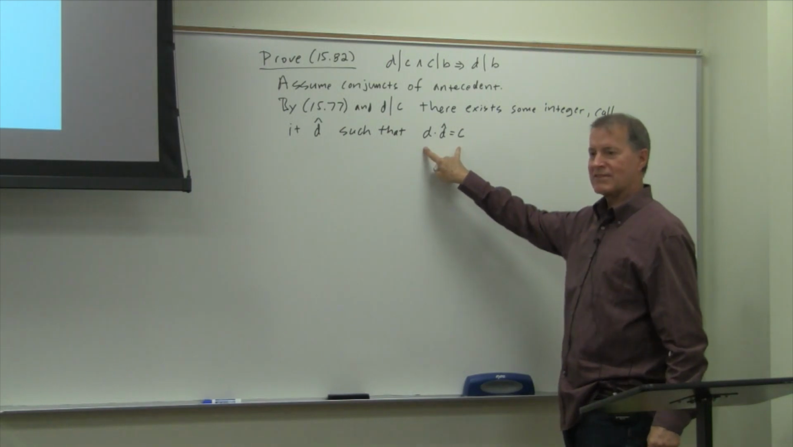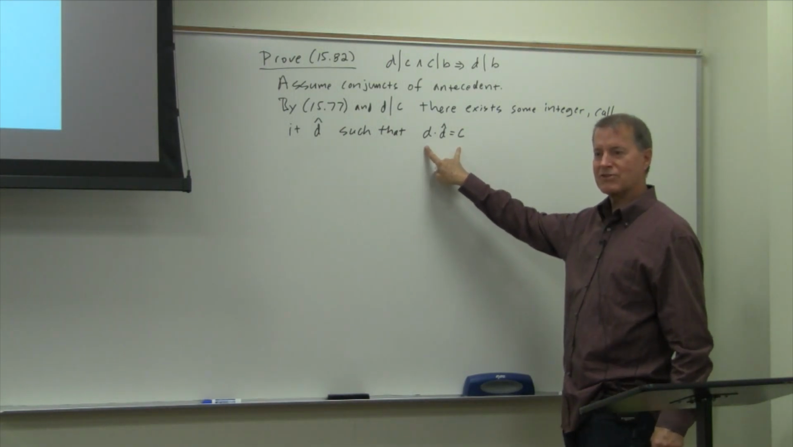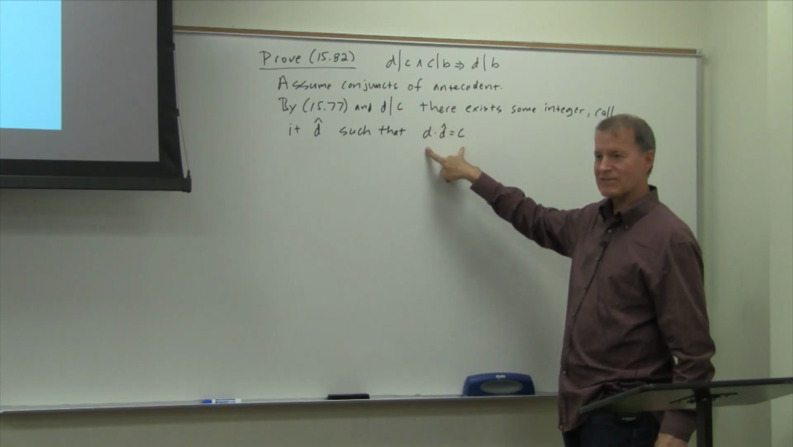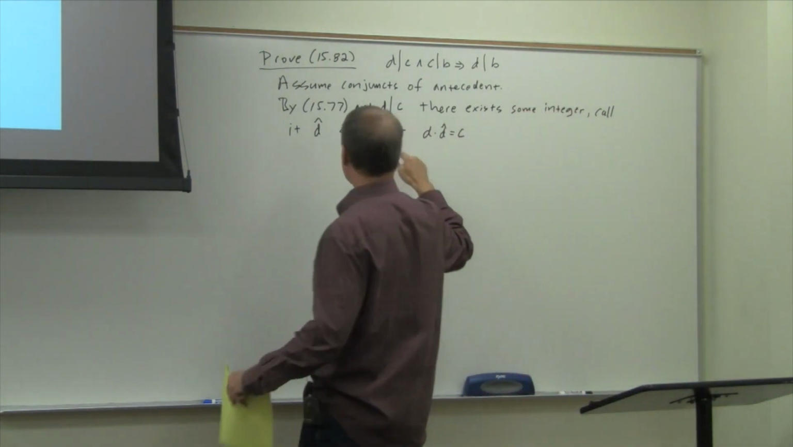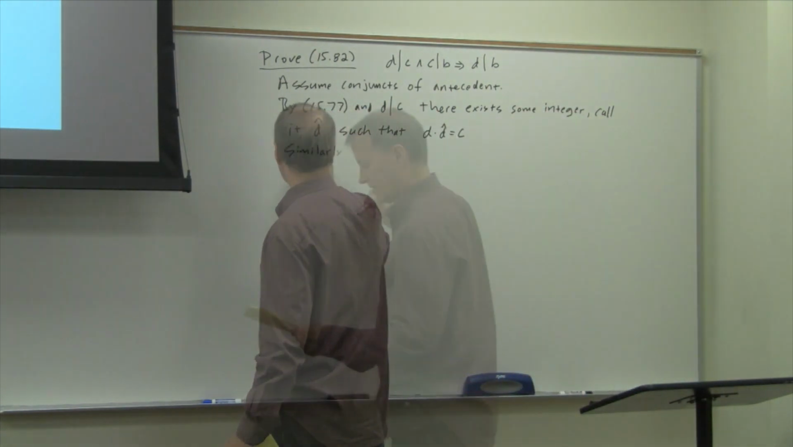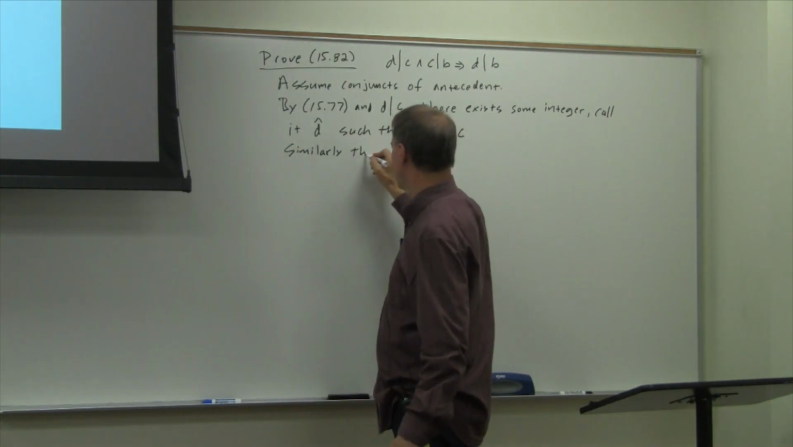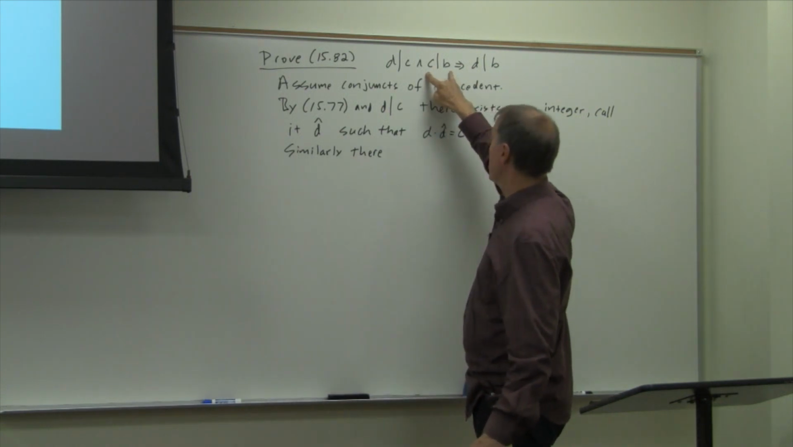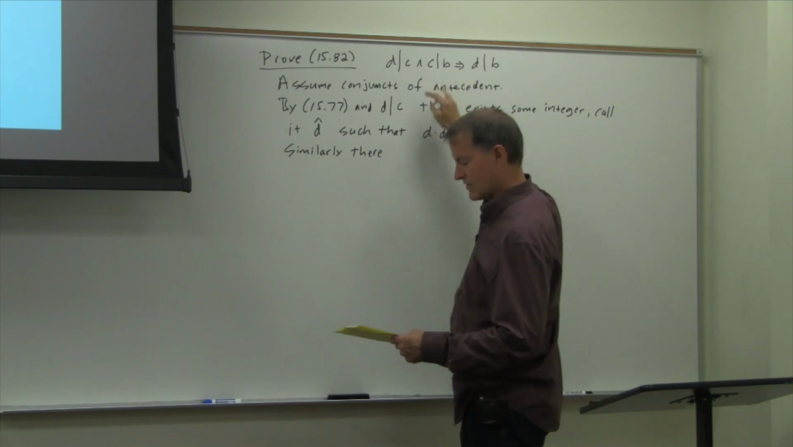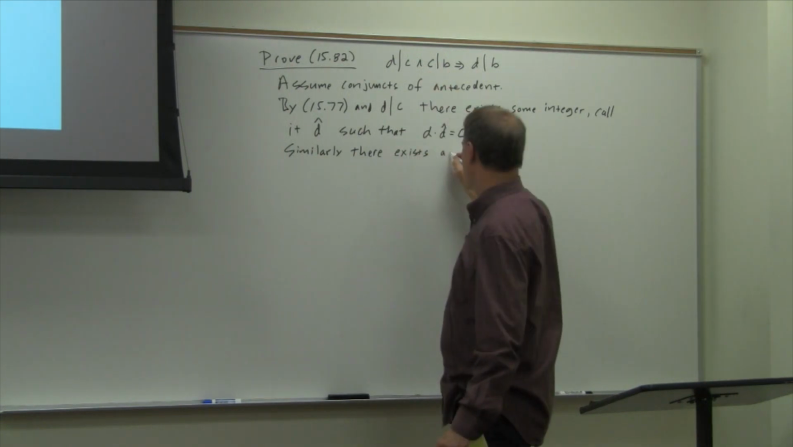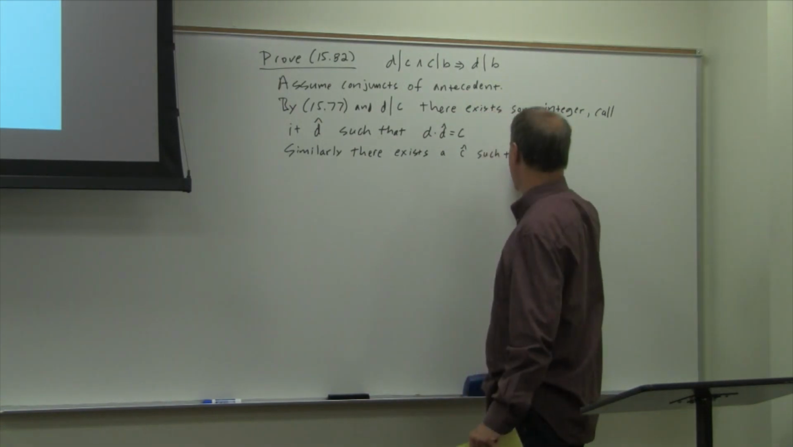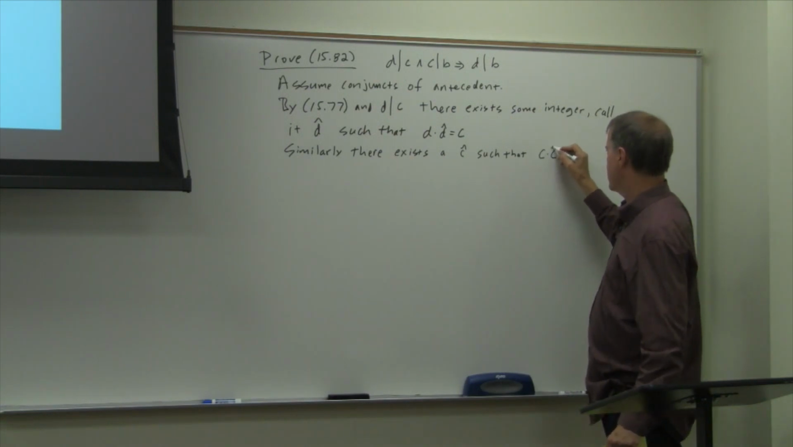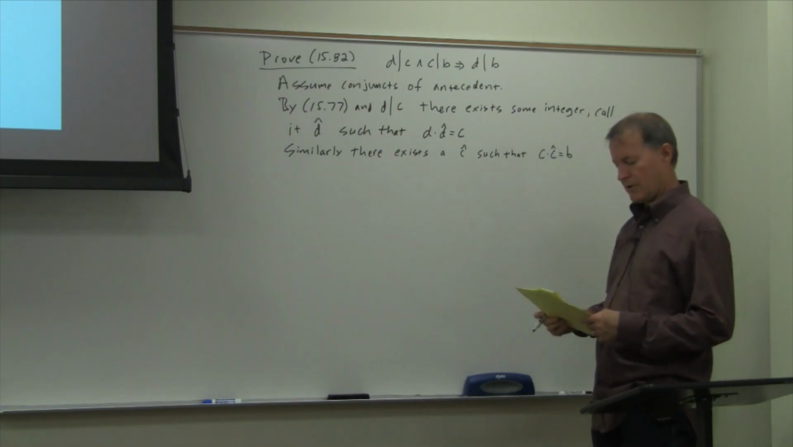Now we can have this as one of our assumptions in our proof, because we're assuming the conjunct. And similarly, what about the other one? There exists a different number, C hat, such that C times C hat equals B. Are you with me? Okay.